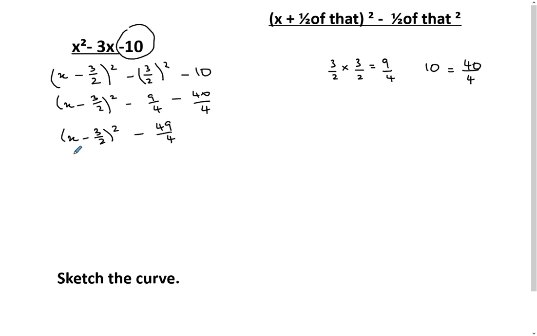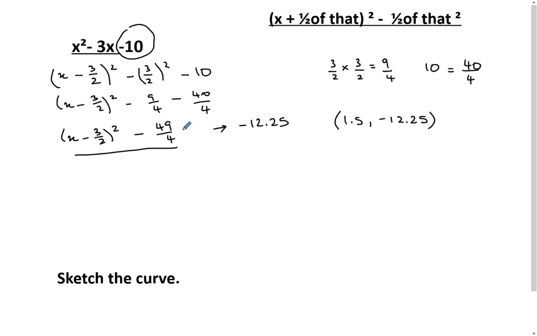Okay, so that's your completed the square expression, and you could just say 49 over 4 is minus 12.25. Okay, so your minimum point is what makes that expression 0. So 3 over 2 is 1.5, so it would be 1.5 and minus 12.25. So that's your minimum point.